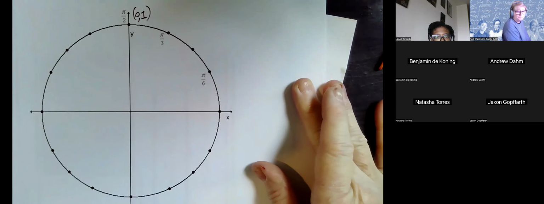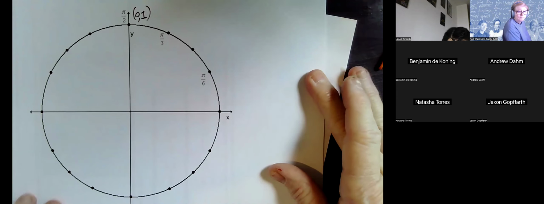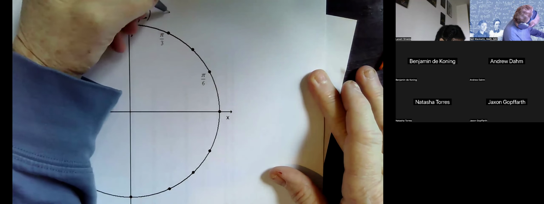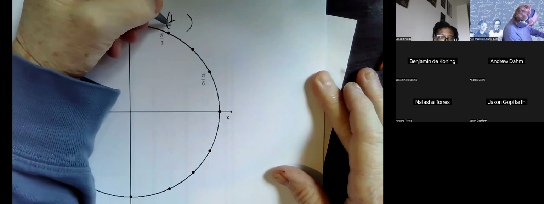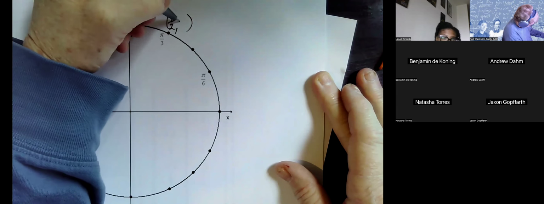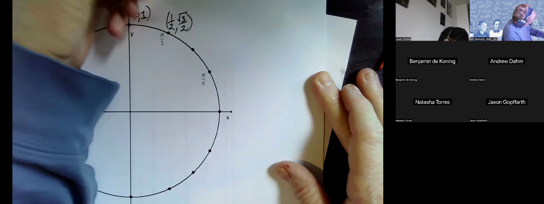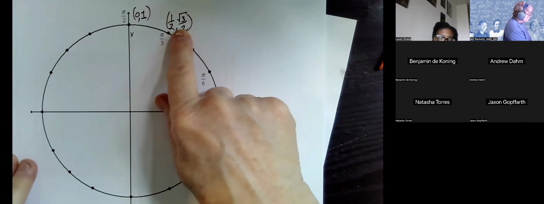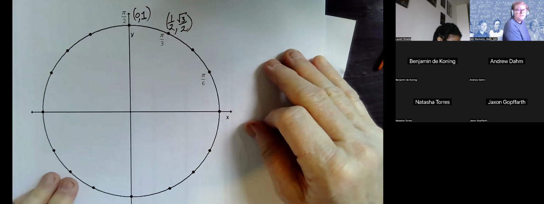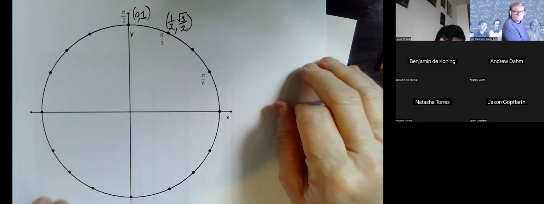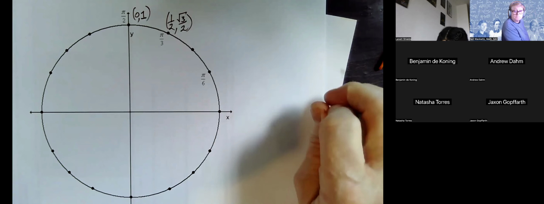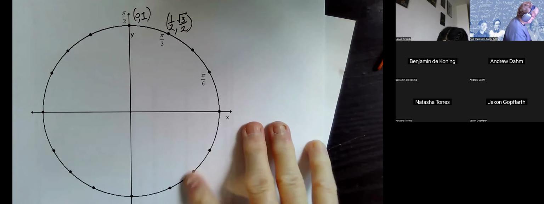Where else can we fill in? Pi over 3 would be 1/2 on the x value, and square root 3 over 2. Excellent. And how do you remember that pi over 3 starts with 1/2 instead of starting with square root of 3 over 2? I just remember that square root 3 over 2 is bigger than 1/2. Okay, good. That's how I remember it too.